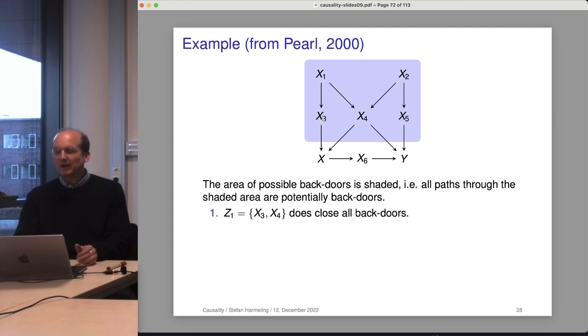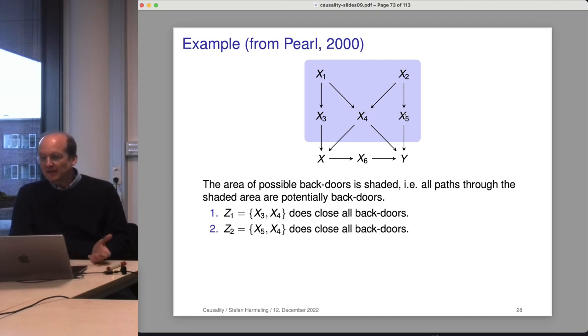I need to consider all paths. So this is one path. So X, X4 to Y, that is closed by X4. Here's another path that is closed because of X4. And then there's this triangle path, which is also closed because of X4 and X3. But then there's the M shape. And that one is now open because I'm observing X4, but it's closed as I'm conditioning on X3.